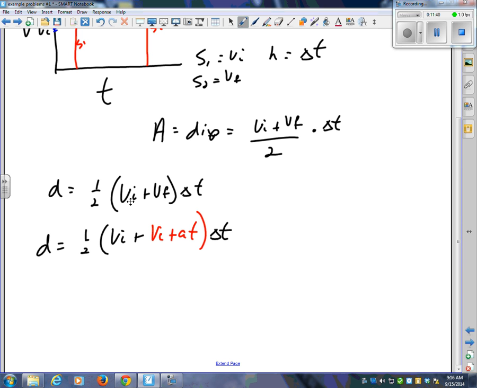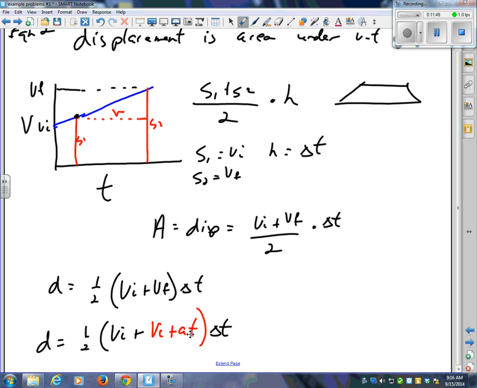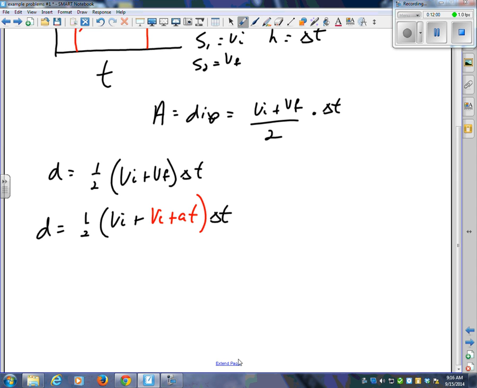VI is the original black one, right? And then this VF has been replaced with VI plus AT. Why do you not like VF? Let me finish up with the final formula and then I'll show you. Well, sometimes it's just easier to explain it once you see it at the end. I'm not avoiding it. Not on purpose. Well, I am, but there's a reason.